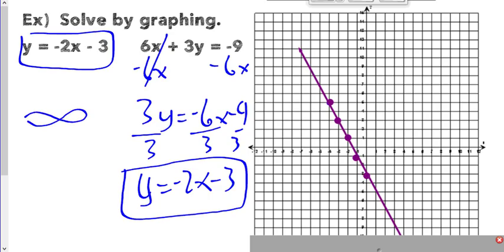Any point on that line is good. We don't want to be off the line, but any point found on that line works as a solution. So there's a never-ending amount. There's an infinite amount of solutions.